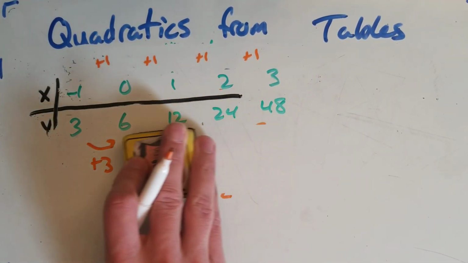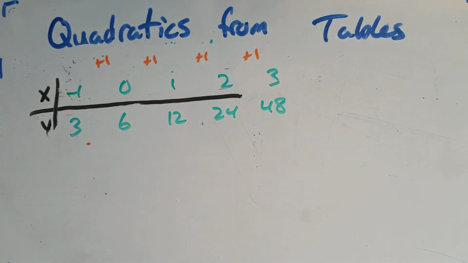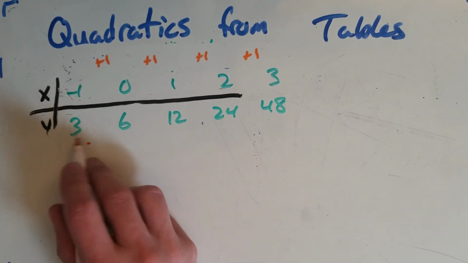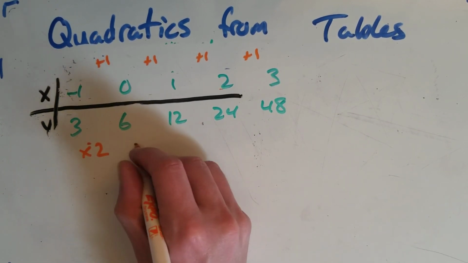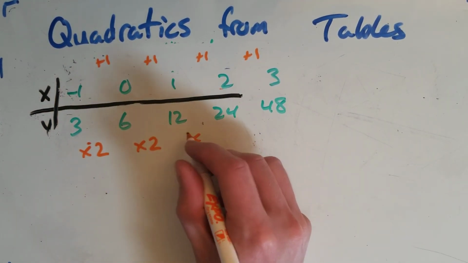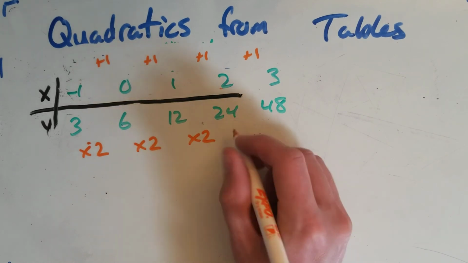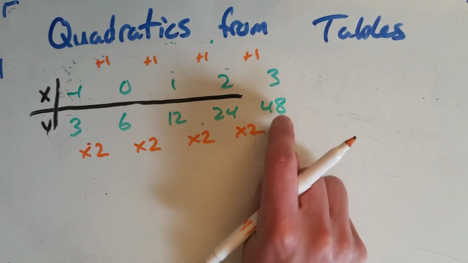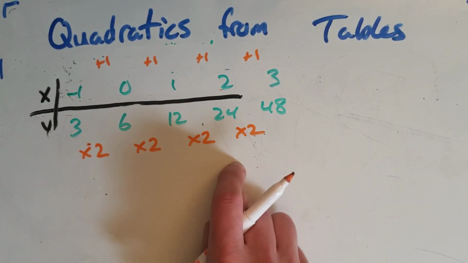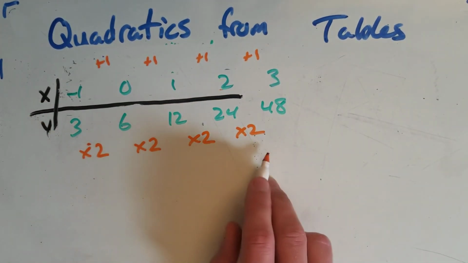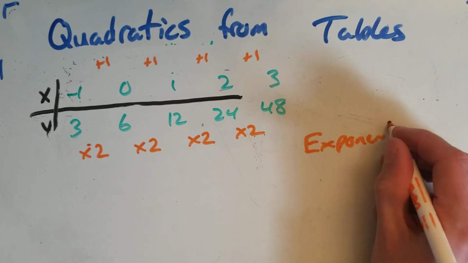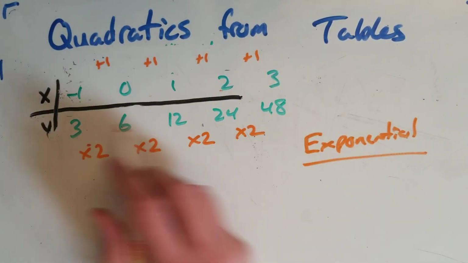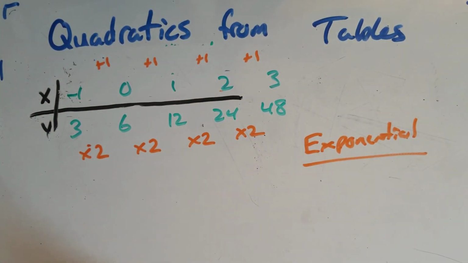So let's see if we're multiplying by the same thing here. To go from 3 to 6, you'd have to multiply by 2. To go from 6 to 12, you'd have to multiply by 2. To go from 12 to 24, you'd have to multiply by 2. And to go from 24 to 48, you'd be multiplying by 2. Since we're multiplying by 2 every time, this is going to be an exponential function, a relationship going on here, multiplying by the same value.